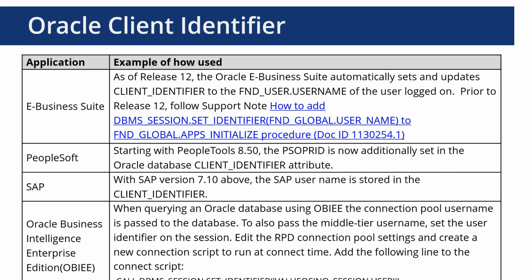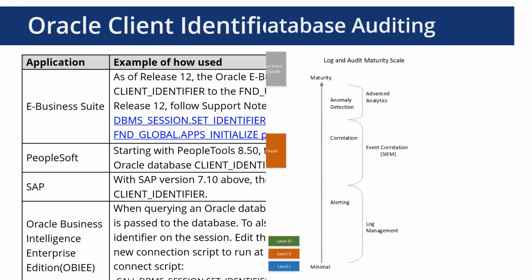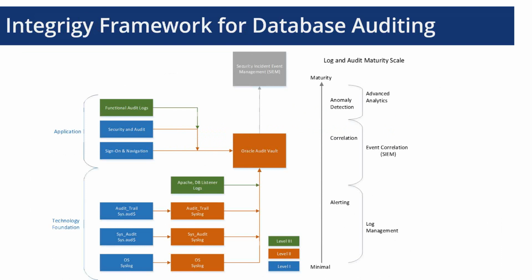So if Mike Miller, M. Miller, logs on to the Oracle eBusiness Suite with version 12 or above, and I'm also running the Oracle Audit Vault, I'm going to have that fact to work with in that data warehouse inside the Oracle Audit Vault. And if I have that information, that M. Miller, I can do a lot as far as thinking about ever more sophisticated alerting, correlation, and anomaly detection.